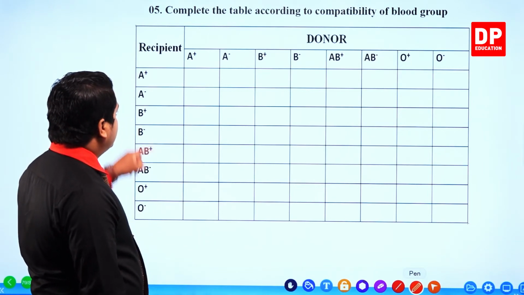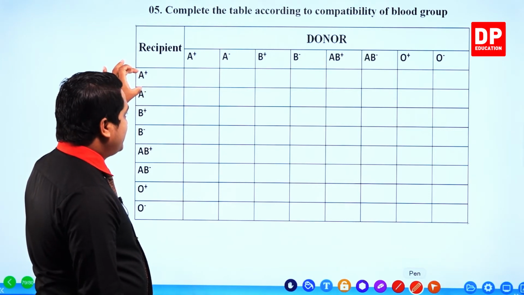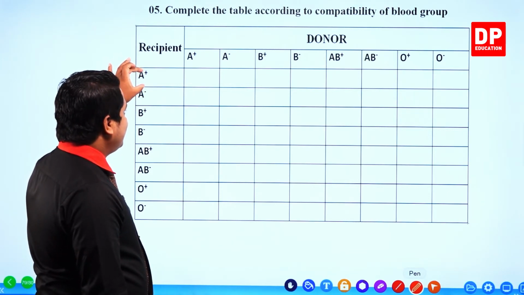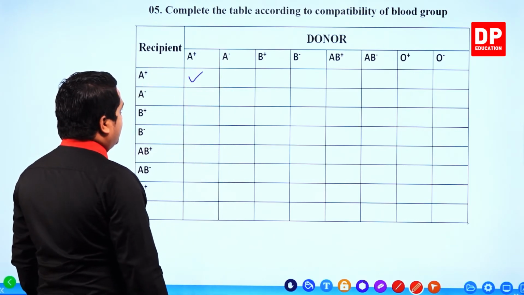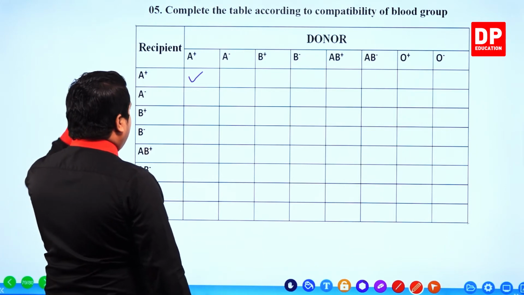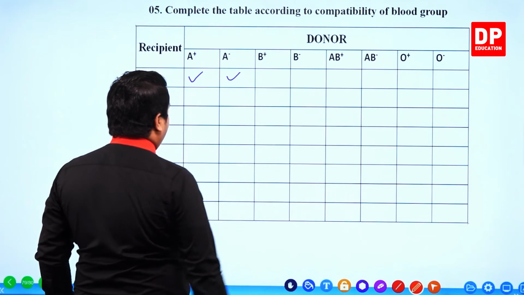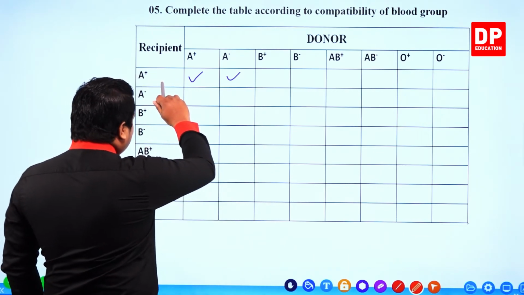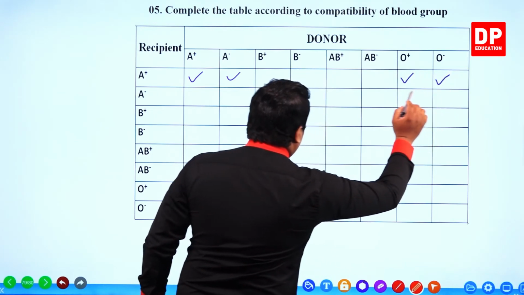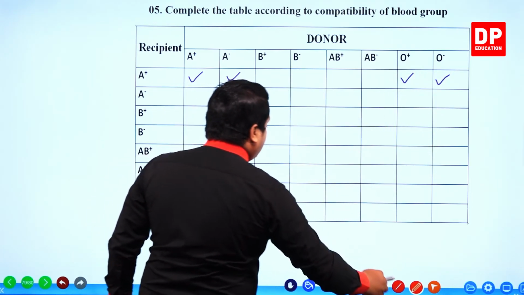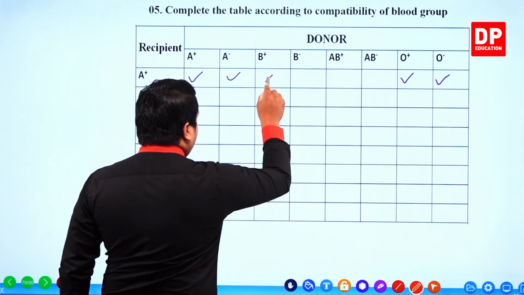So the recipient is A plus. A plus is going to receive blood. A plus can receive blood from A plus. A plus can receive blood from A minus, no problem. A plus can receive blood from O plus and O minus also. For others, he can't get blood, so we'll put a cross.